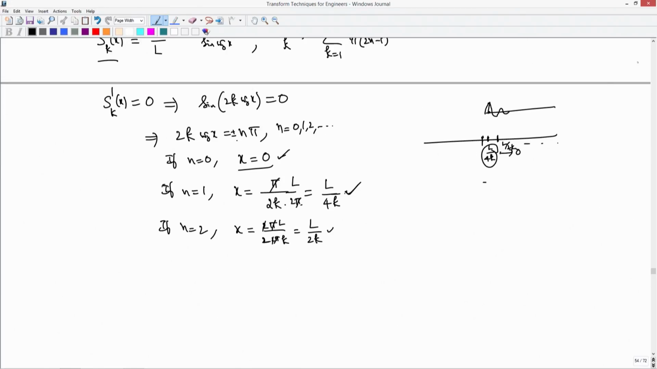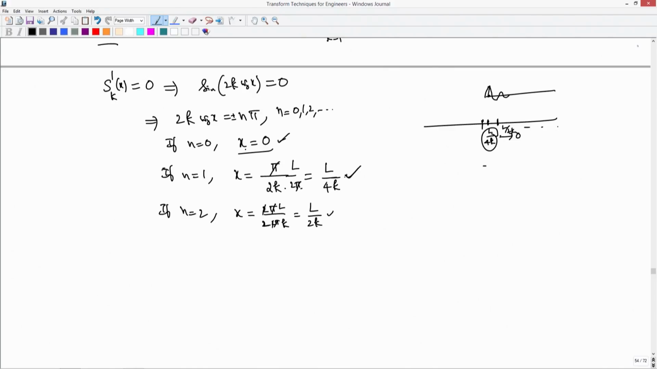Similarly, on the negative side, when you choose n equal to minus 1, what you have is minus L by 4k, this lower peak, a local minimum. So, both plus or minus L by 4k, that implies at x equal to plus or minus L by 4k, we have local extreme points, local extrema.